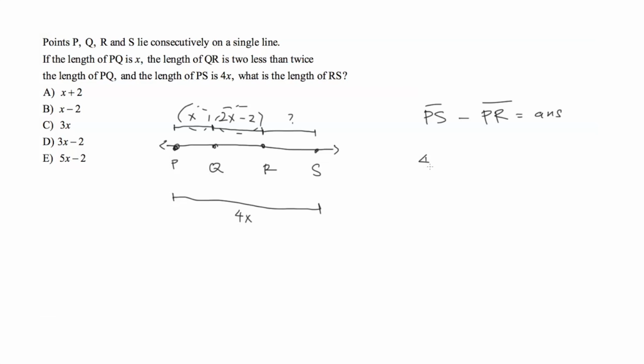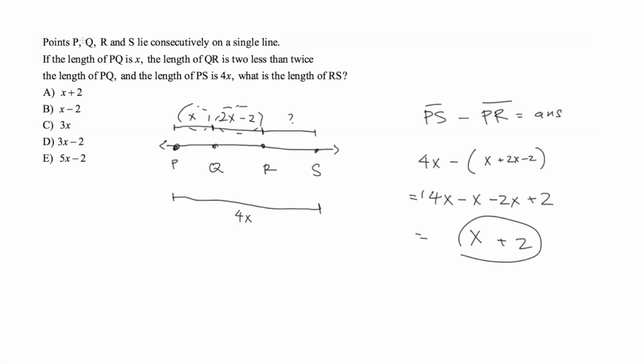So PS is equal to 4x, PR is equal to x plus 2x minus 2, and all we have to do is simply solve 4x, and we distribute that minus sign to get minus x minus 2x plus 2. Combine all these like terms. So we have 4x minus x, which is 3x, minus another 2x, which gives us x, and we add 2. So that's our final answer, x plus 2.